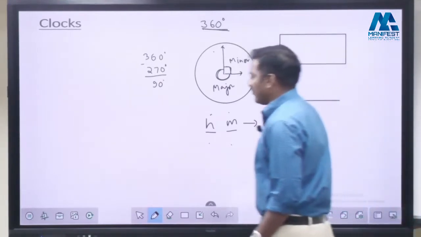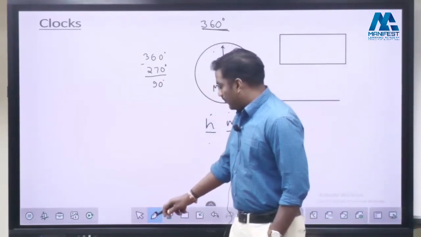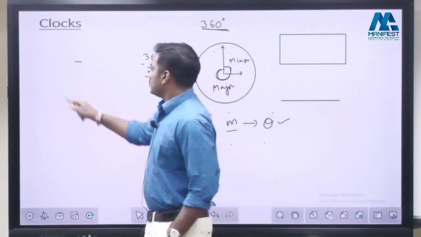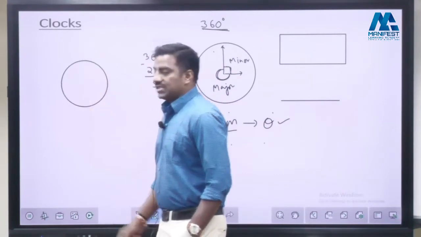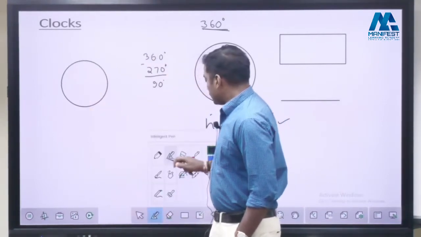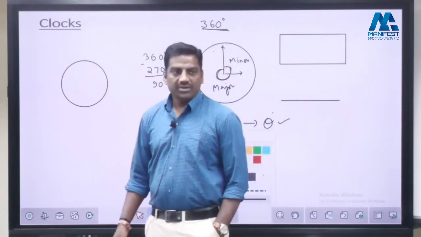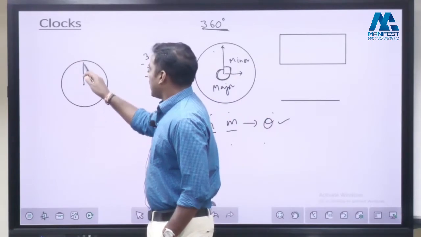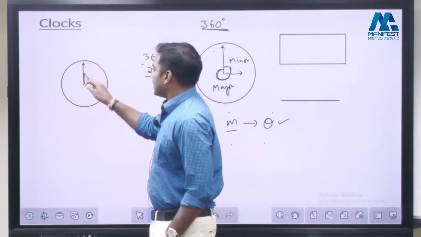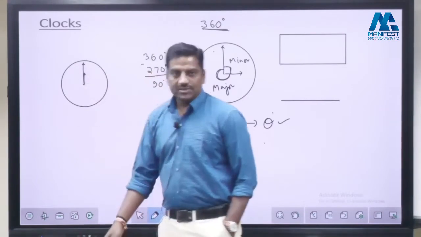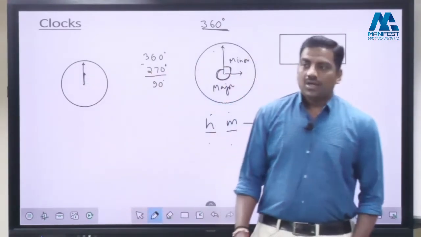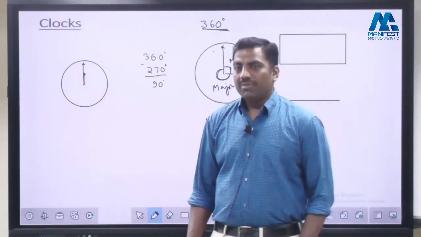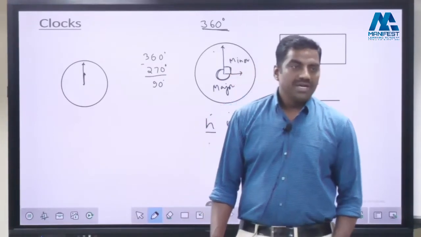Okay. So we'll start with the very basics of the clock. Here, when we see 12 o'clock, the hands are coinciding with each other. So usually we call this either coincidence or coinciding of the minute hand and hour hand, or overlapping of the minute hand and hour hand, or meeting of the minute hand and hour hand.